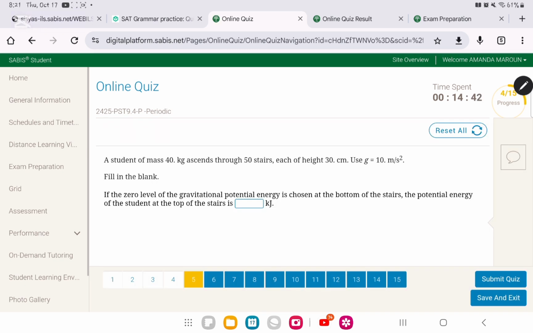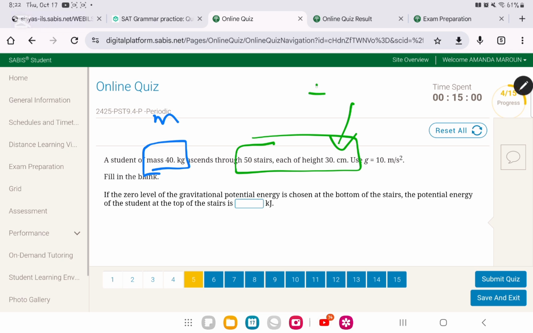Question number 5. A student of mass 40 kg, we have a mass, ascends through 50 stairs, each of height 30 centimeters. Anytime we have height that is not in meters, we have to change it to meters. So 30 centimeters into meters, we are going to divide by 100, and then we will get 0.3 meters. Use g as 10 meters per second squared.